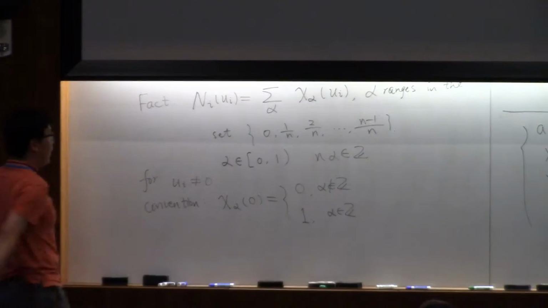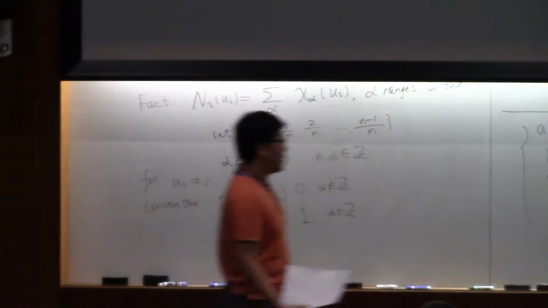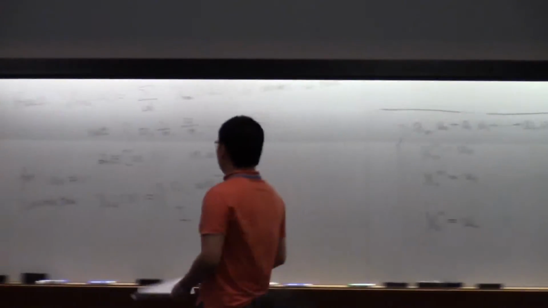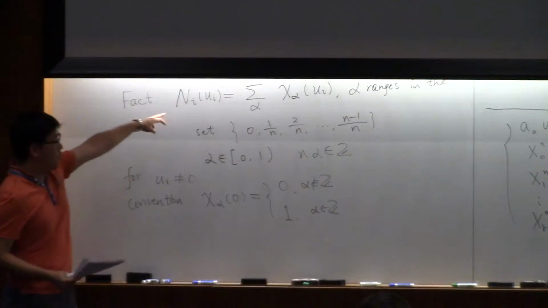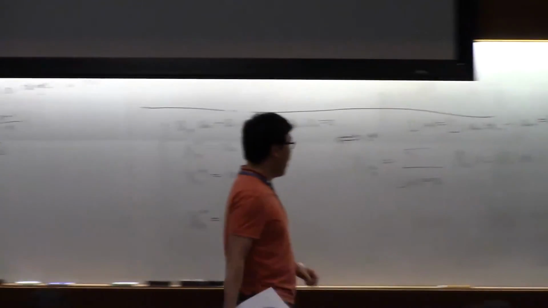The proof of this fact is just a case-by-case proof. Just divide into these 3 cases and check that both sides are equal. So the good thing is we write this number of solutions of some equation as the sum of some characters.